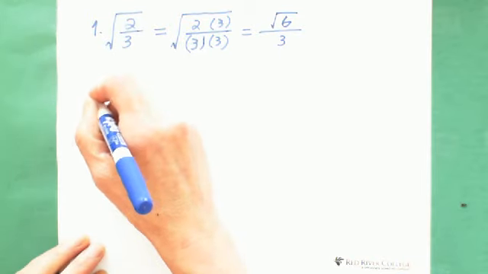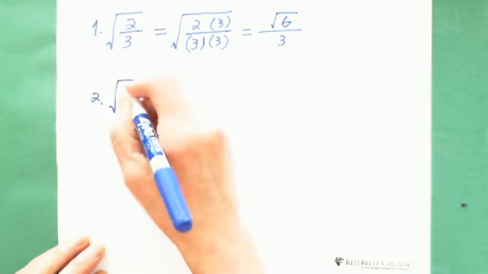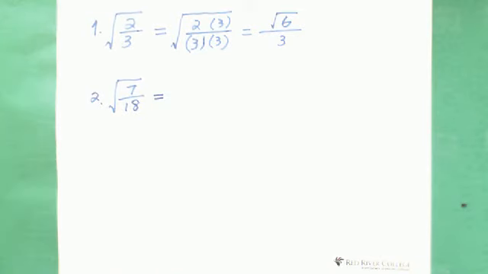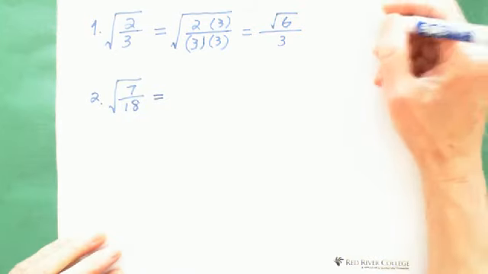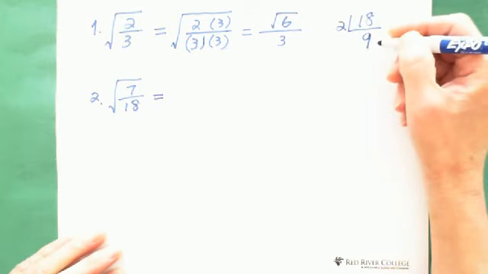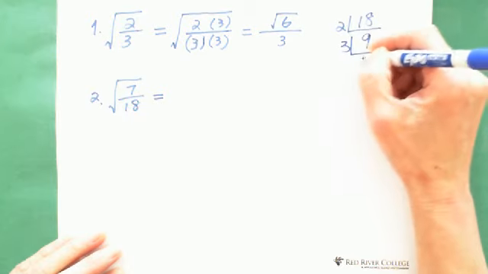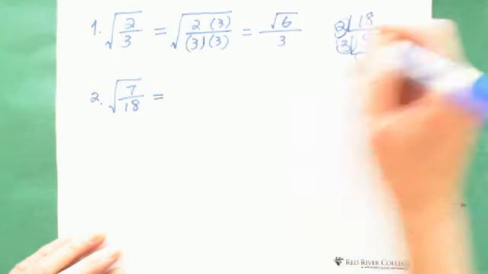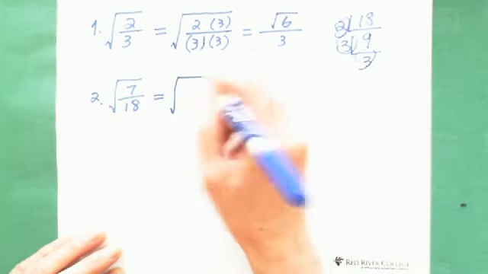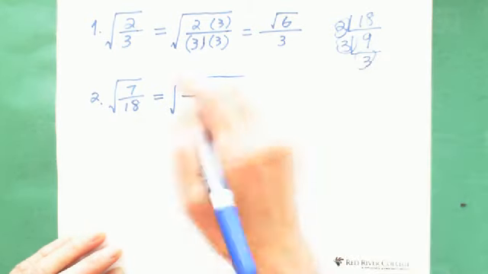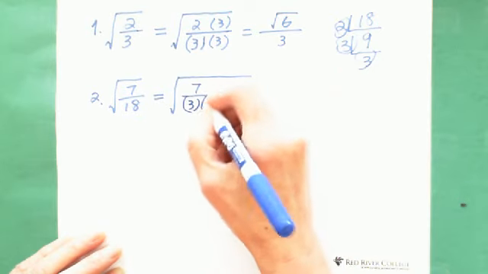Second question, square root of 7 over 18. The denominator is 18, so we can factor it out. 18 equals 2 times 9, and 9 equals 3 times 3. So 18 equals 2 times 3 times 3, which has a pair of 3. So we write a pair first: 3 times 3 times 2.